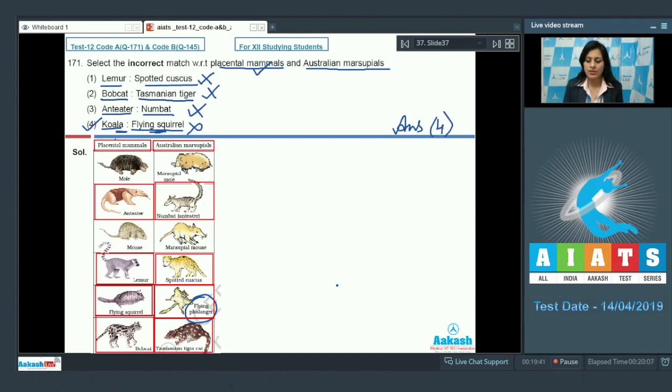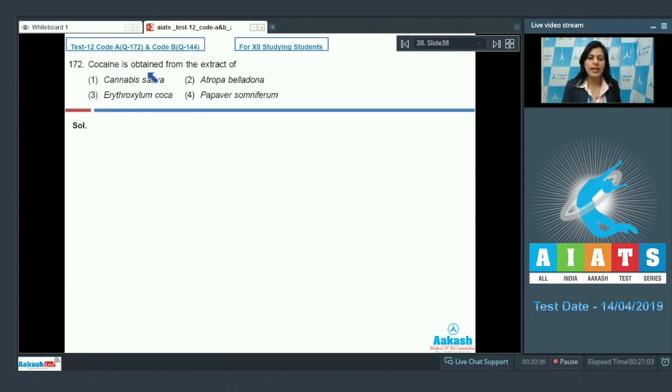Let's discuss our next question. Question number 172. Cocaine is obtained from the extract of, and the options are Cannabis sativa, Atropa belladonna, Erythroxylum coca, and Papaver somniferum. And the correct answer to this question is option number 3, Erythroxylum coca. Cocaine is obtained from the extract of Erythroxylum coca.